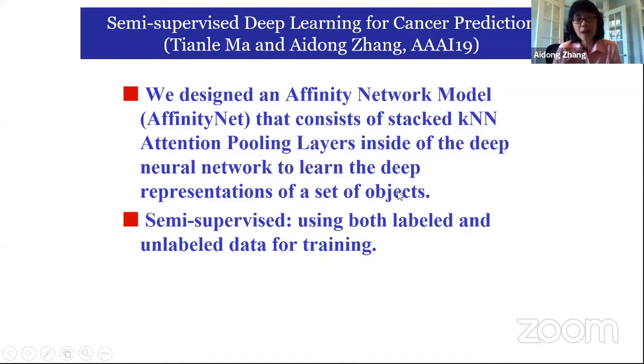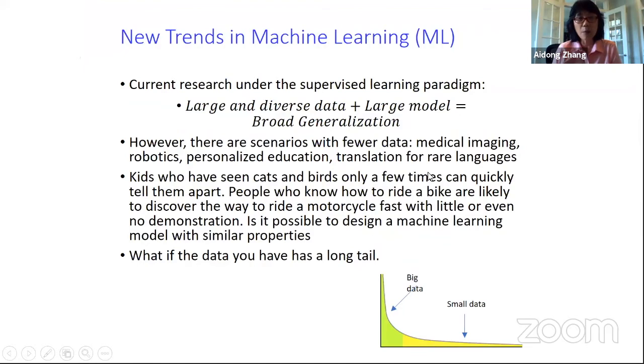But beyond that, I want to talk about more recent new trends in machine learning, which make me excited about how this can be applied to cancer prediction. So what is the new trend in machine learning? Currently, research under the supervised learning paradigm uses large data and large models to generalize the model for prediction. However, as I mentioned, you don't have that large a data set to train this deep learning model.